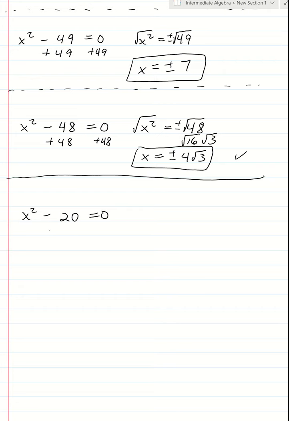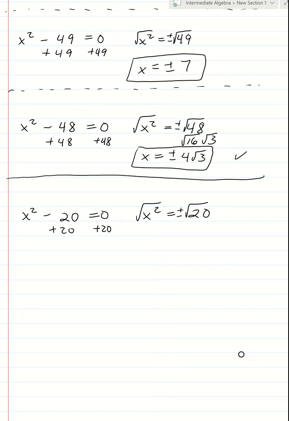So I'm going to bring the 20 over by adding it to both sides. We would now have x squared equals a positive 20. And since we don't want x squared, we want x, I'm going to have to now take the square root of both sides. And once again, here on the right side, because I took the square root of a number, don't forget you must put plus minus in front of that square root symbol.